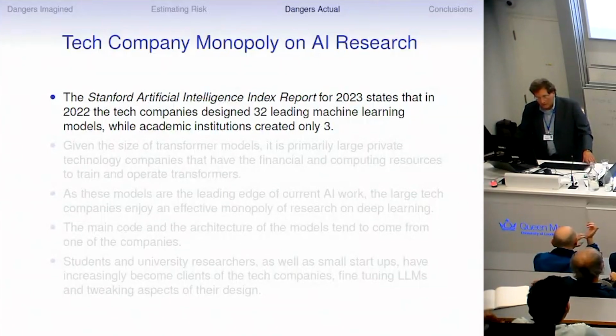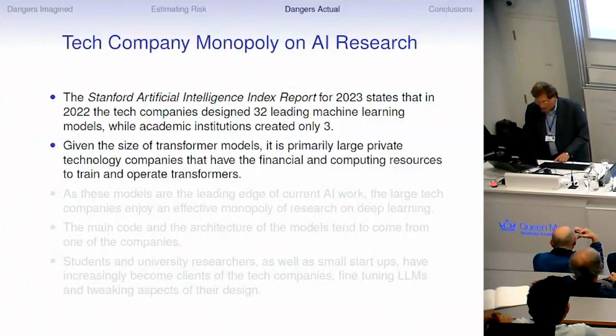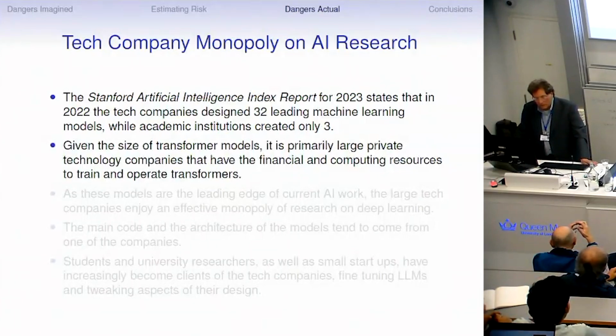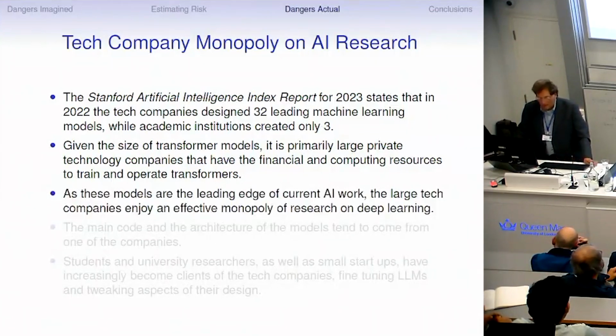That's not an accident. That's because of 2 reasons. One, the size of the transformer models is such that only large private tech companies can afford to run them and to train them and to have the resources to do it. The second is of course the amount of money that they're prepared to pay their staff. Okay, so the result of this is that these models now being the leading edge of current work, the large tech companies effectively control, in a monopoly style, research on deep learning.